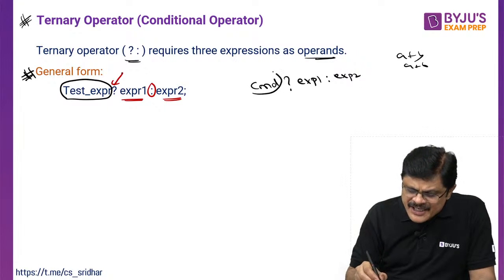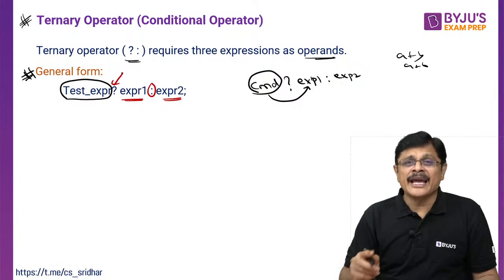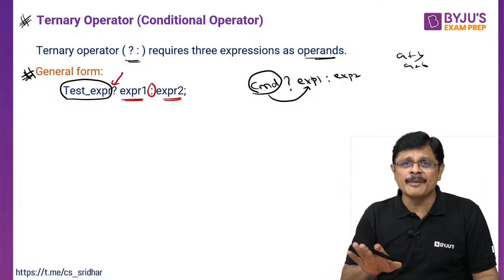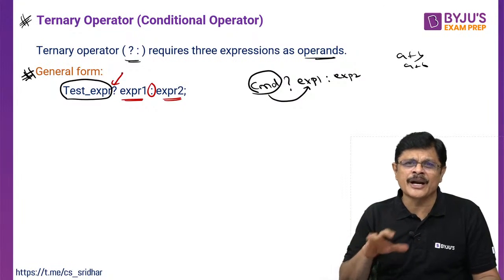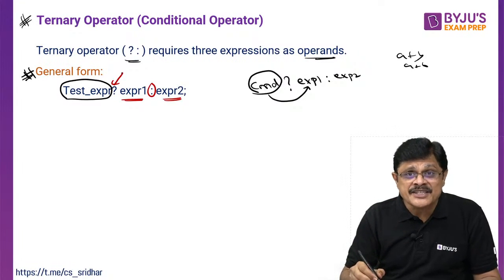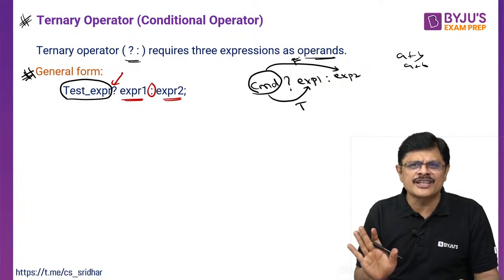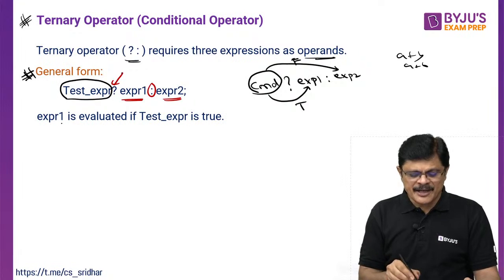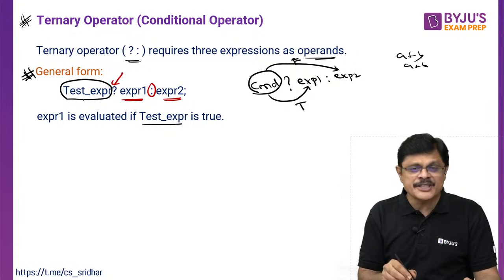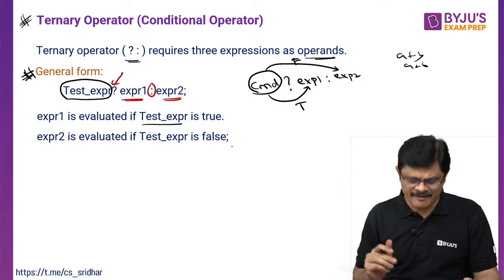See, if the condition is true, expression 1 is evaluated, my dear friend. The answer for this ternary operator is expression 1. If the condition is false, the answer is expression 2, my dear friends. This is the simple logic for the ternary operator, nothing more than that. It's very simple. Expression 1 is evaluated if the test expression is true, and expression 2 is evaluated if the test expression is false.